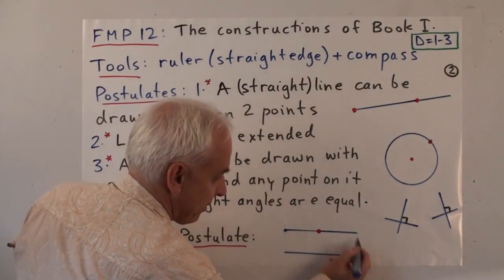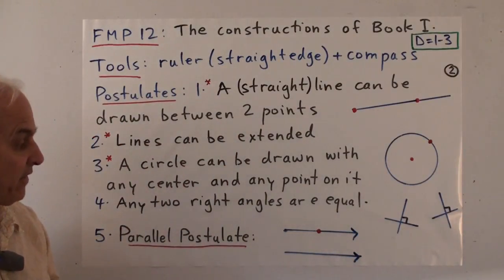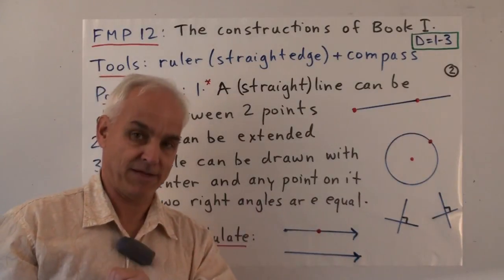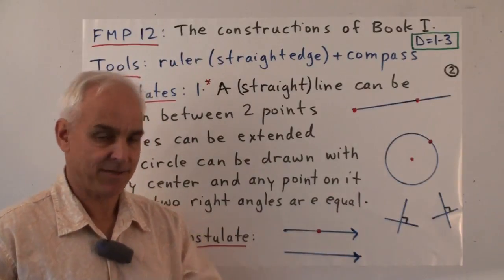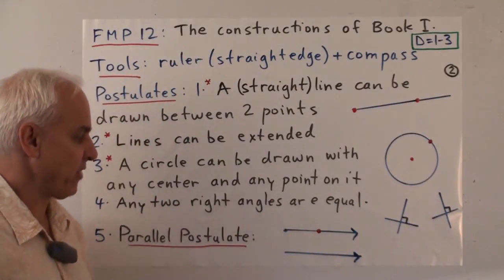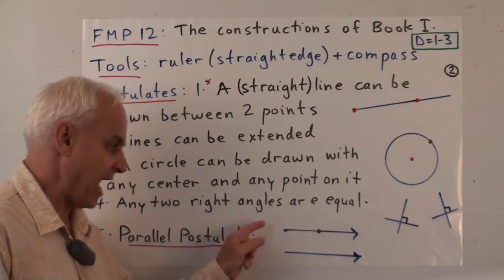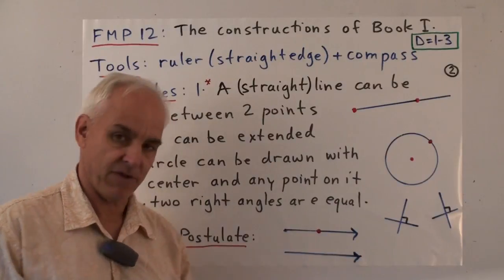And what does that mean? Well, for Euclid, it meant that even if we extend these lines, they will never meet. So that was Euclid's understanding of what parallel meant. You can extend them in either direction and they will never meet. And the postulate is that there's exactly one line through this point that's parallel to this given line.